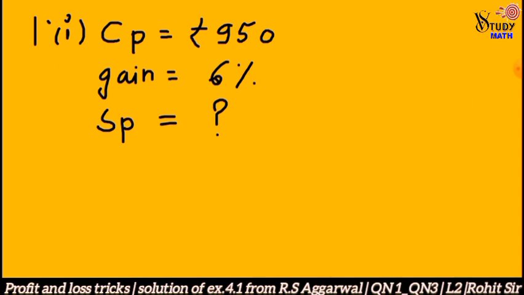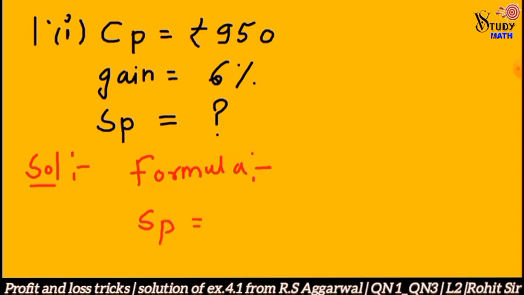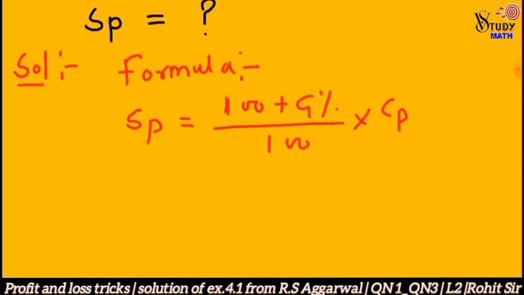So dear students, I'll tell you the formula of SP in introduction class. So let us solve this question. The formula we use here, just write it down, the formula first, and the formula is that SP is equal to 100 plus gain percent upon 100 multiply CP. This is the formula we are going to use in this question.